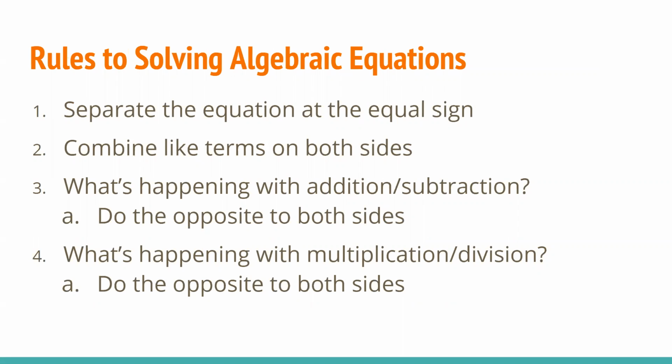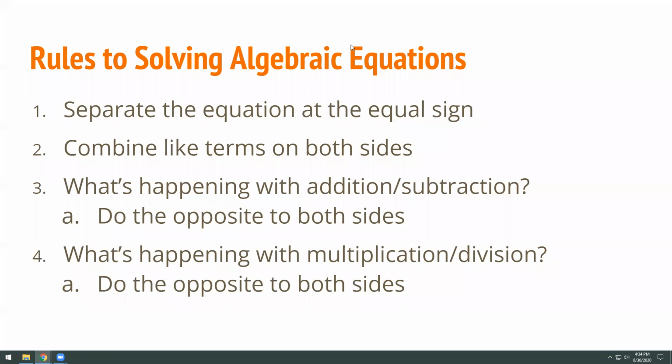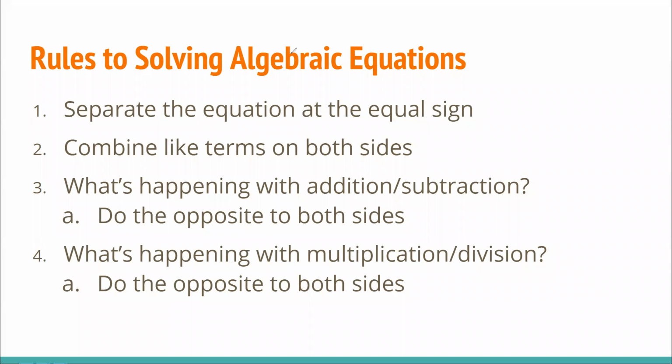And then here's our 4 rules to solving algebraic equations. So the first thing that we're going to do is separate the equation at the equal sign. If it is an equation, that means that you're going to have 2 numbers that are set equal to each other. So we could have like 2 plus 3 equals 1 plus 4. If we simplified both sides of this equation, we would get 5 equals 5.